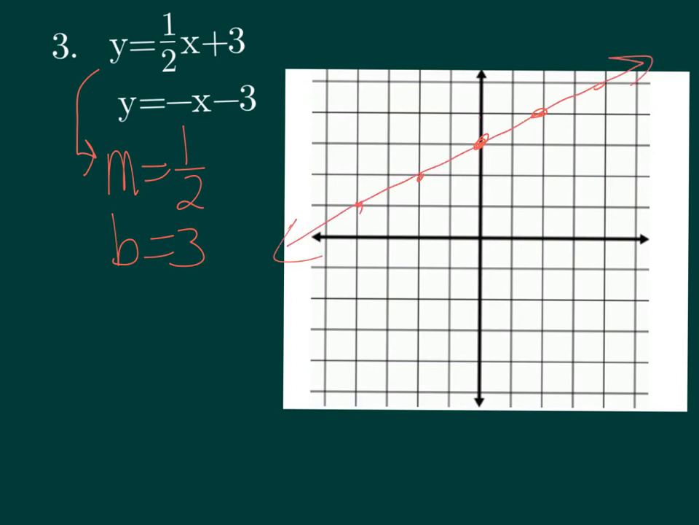Now I'm going to draw the second one. So m is negative 1 over 1, and my b is negative 3. So negative 3, and now remember, down 1 over 1. I don't need to go that way because if I keep going down and to the right, they're never going to meet. So I'm going to go up and to the left. Once the lines meet, you can stop drawing your line. And this is where they meet.